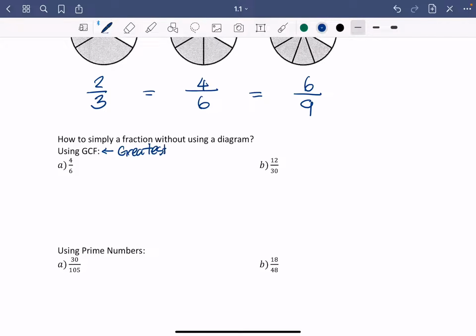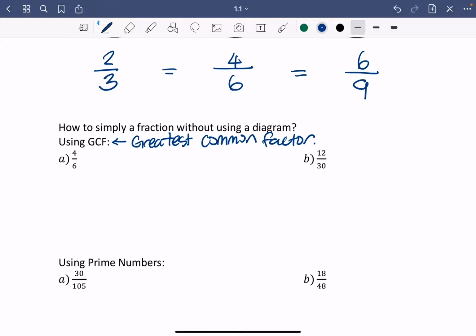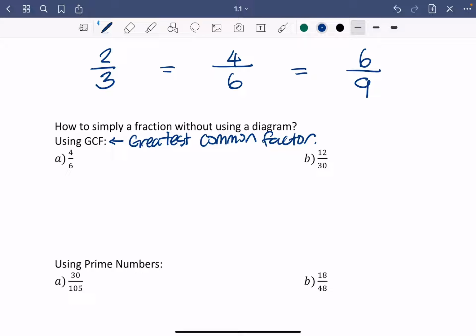Greatest common factor. Okay, so what we're going to do here is look for the common factors of the numerator and the denominator and find out which one is the greatest.